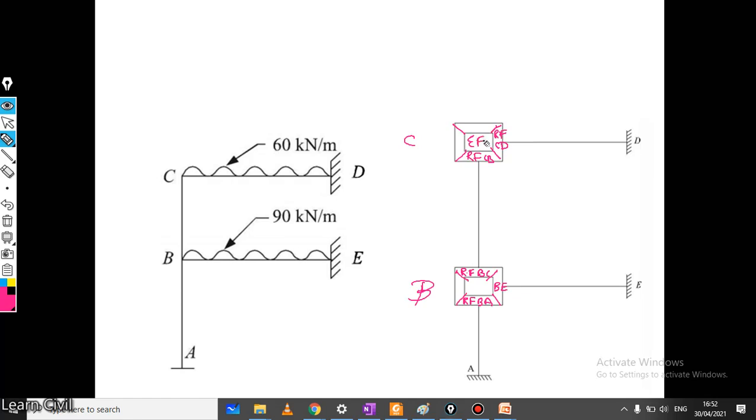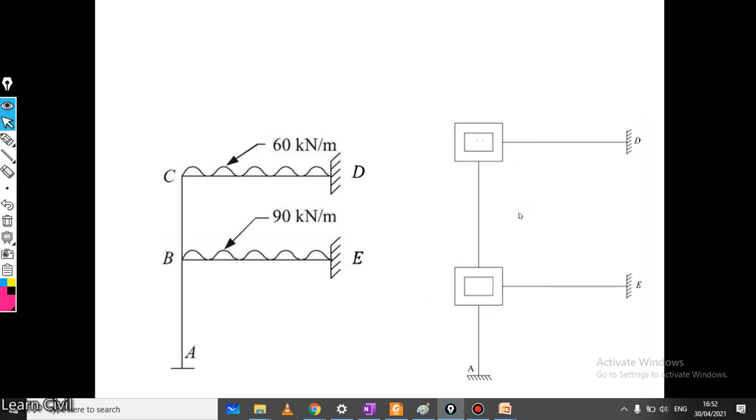Here we'll be writing down the summation of fixed end moment. Then the values of fixed end moments are written here: this will be MFCD, MFDC. Here we'll write MFCB, MFBC, here MFBE, here MFBA, and here MFAB. Then we'll go for the iteration.